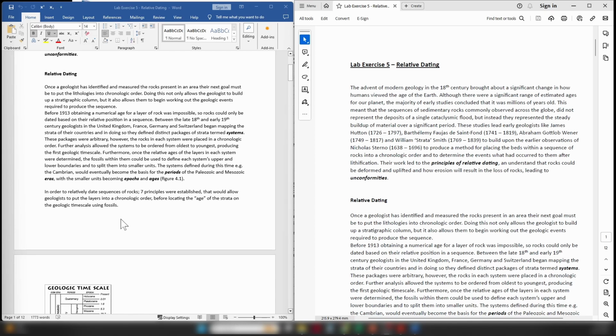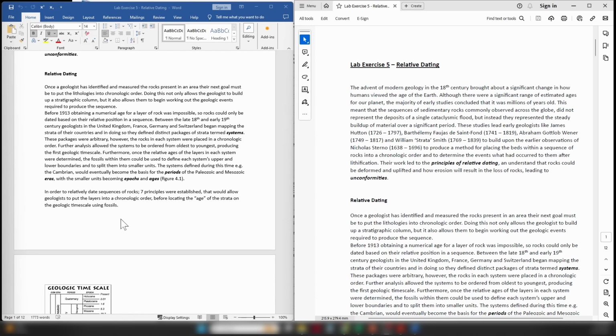So the history of relative dating essentially goes all the way back to the early geologists. So we're talking all the way back in the 18th century. So what we have is a situation where we have geologists who were going out into areas and they were looking at the rocks in that area.